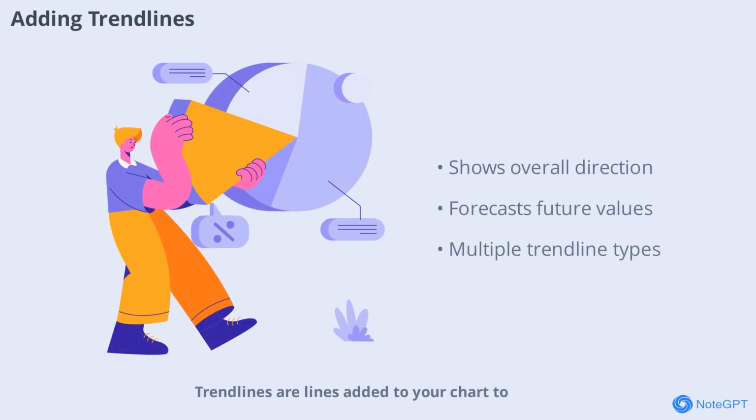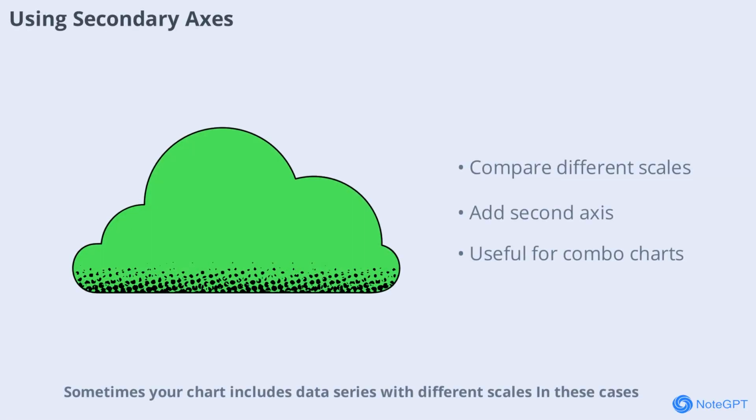Trendlines are lines added to your chart to show overall direction or patterns in your data. They're commonly used in line, column, or scatter charts to highlight trends, forecast future values, or analyze relationships. Excel lets you choose from several types of trendlines, including linear, exponential, and moving average, depending on your data and goals.